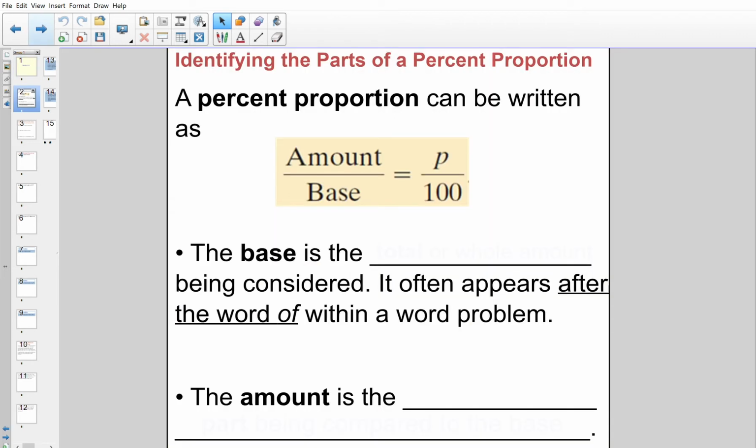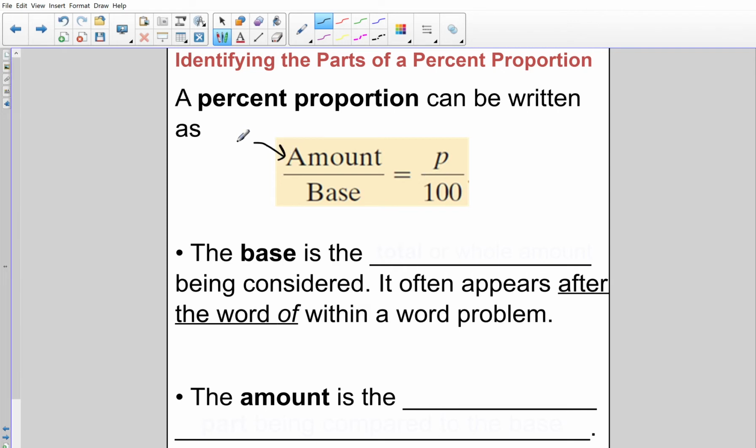So the percent proportion, we call this the amount over the base is equal to the P, that's the percent over 100. So a lot of times, instead of the amount, you're going to see the word is, and you're going to use the keyword of. So sometimes we'll call it is over of is equal to the percent over 100. Now another word for amount would be the part, and the base would be the total or the whole.